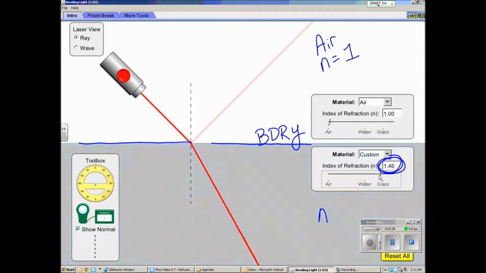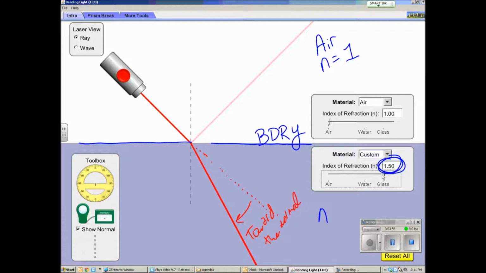As the density increases, it bends. But notice which way it's bending. This dotted line represents what the beam of light would do if it didn't bend. It's bending toward the normal. That's as normal. Okay? So that's what we've been talking about up until now.